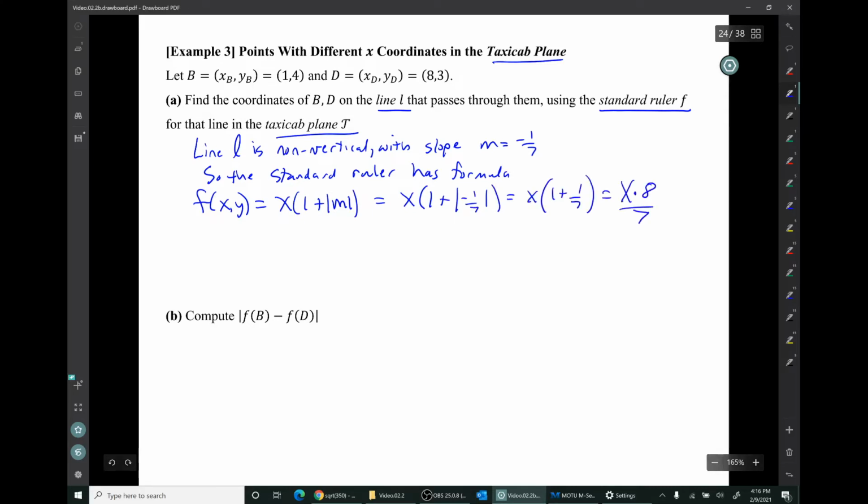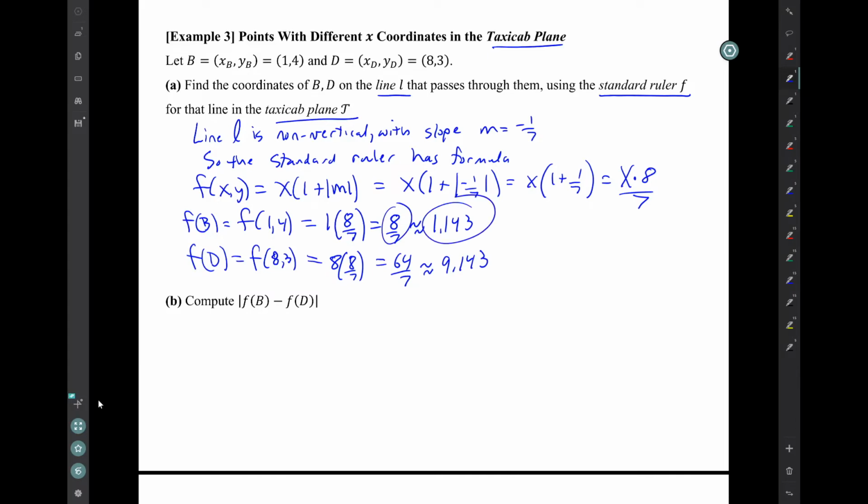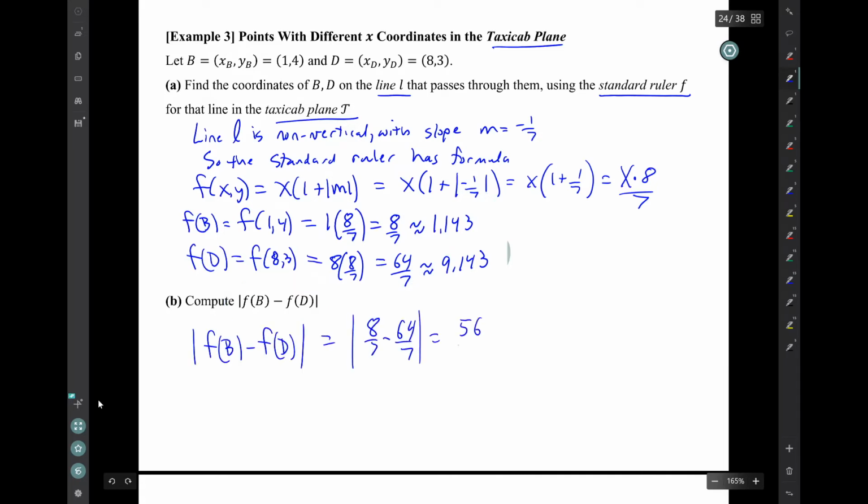So the formula is f of xy is x times 8/7. So using that ruler, we can find the coordinates of B and D. The coordinate of B is 8/7, which is roughly 1.143. The coordinate of D is 64/7, which is roughly 9.143. Question B, we have to compute this difference. The result is that we get a value of 8.